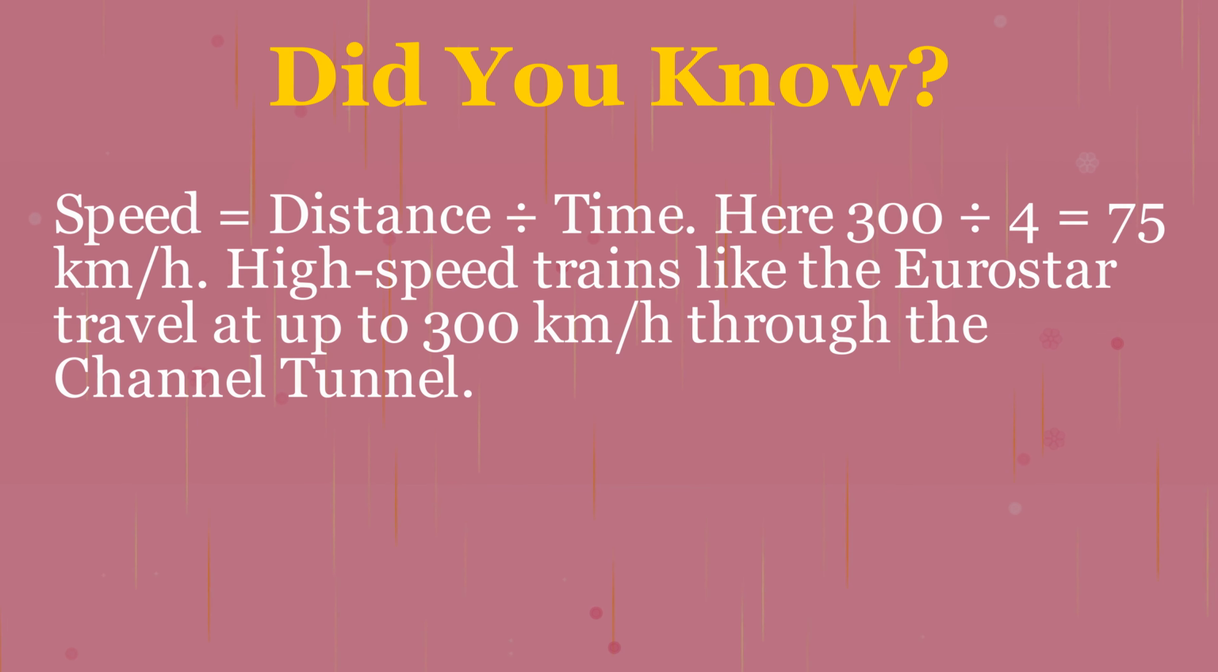Let's learn something new. Speed equals distance divided by time. Here 300 divided by 4 equals 75 km per hour. High-speed trains like the Eurostar travel at up to 300 km per hour through the Channel Tunnel.